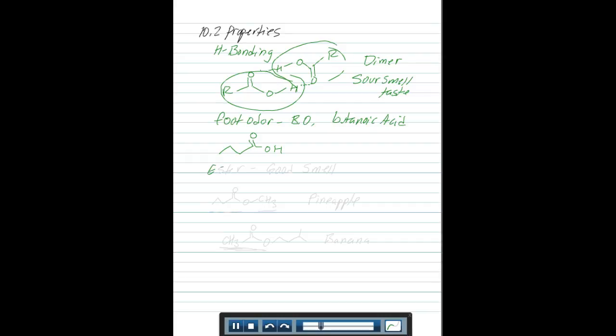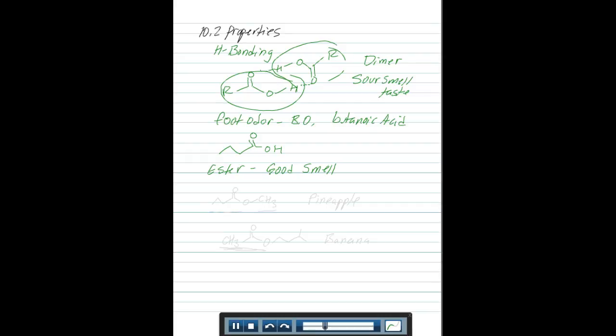Esters, on the other hand, actually have a pretty good smell. Most of our fruits and flowers are esters of some sort. We did the ester lab. If we haven't done it, we will do it. But it's the ester lab where we formed the wintergreen and the banana oil.